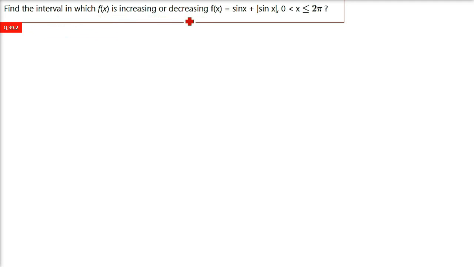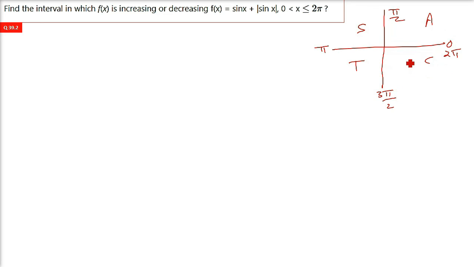Find the interval in which this f(x) is increasing or decreasing: sin x plus modulus of sin x. We are talking about 0 to 2 pi. Now how to find out whether sin x is going to be positive or not? This is the ASTC rule, and we know in which quadrants these are going to be positive or negative. So 0, pi by 2, pi, 3 pi by 2 and 2 pi. This is where we go in the anti-clockwise direction.